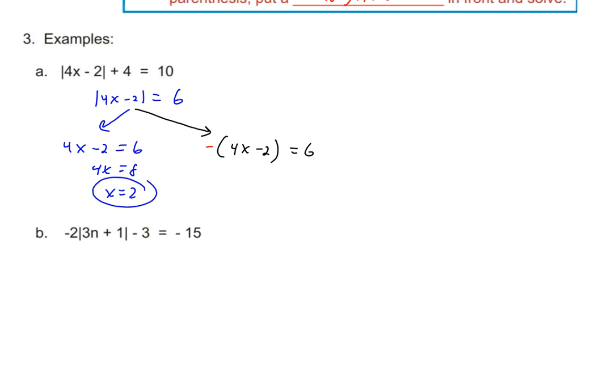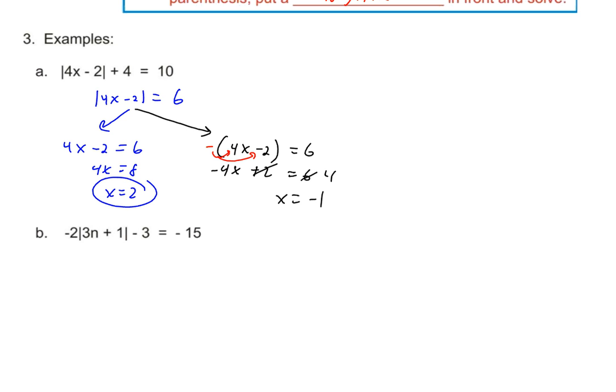All right, be careful. You've got to distribute your negative. So it's -4x plus 2. You've got to distribute that negative to both quantities. Now again, add -2 to both sides, and you end up with what? A 4, and divide both sides by -4, and you get x equals -1. Agreed?